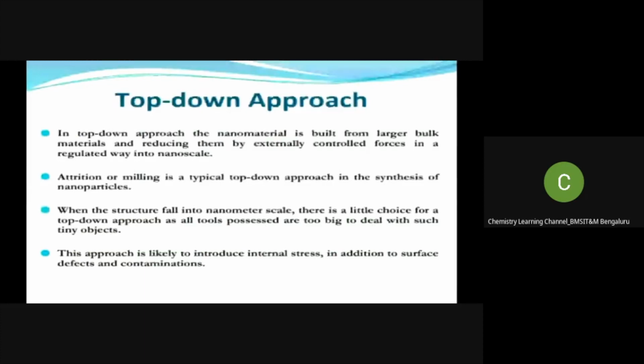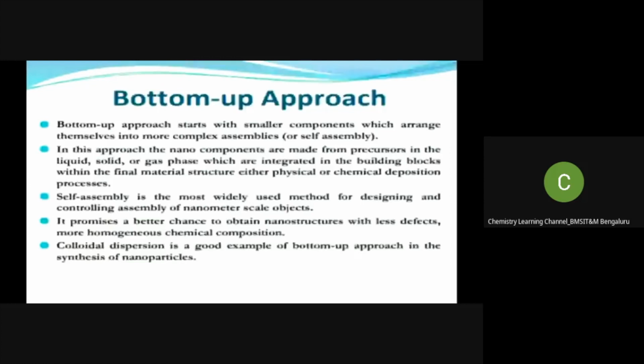So let us see the bottom-up approach. In the bottom-up approach, smaller components arrange themselves, they self-assemble and form complex nanoparticles. In this approach, nano components are made from a precursor. Here we use the precursor, the starting reactant, for making the nanoparticles. It might be solid, liquid, or gaseous in phase. They are integrated as building blocks within the final material structure, by either physical or chemical deposition process.